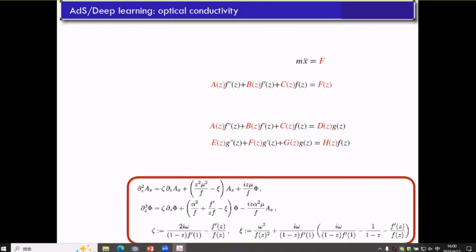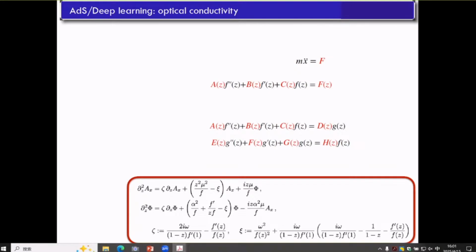Now, the reason I generalize it this way is to explain this equation. So you don't need to understand what this equation means, but the mathematical structure shows there are 2 functions, A_x and phi, and they are functions of z. So it's in this form, right? And here this f is unknown. It corresponds to the blackening factor of the background metric in the context of holography.